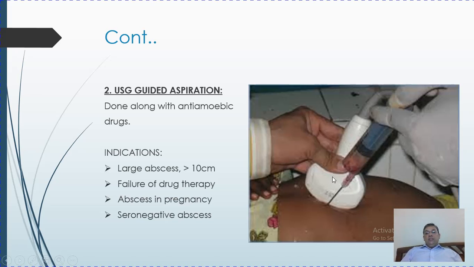Now, when do we aspirate? If the size of the abscess is more than 10 centimeters, if the drug therapy is not working and the size is not decreasing, or if there is an abscess in pregnancy and it is not safe for your patient to have Flagyl or metronidazole, or the patient has a seronegative abscess.